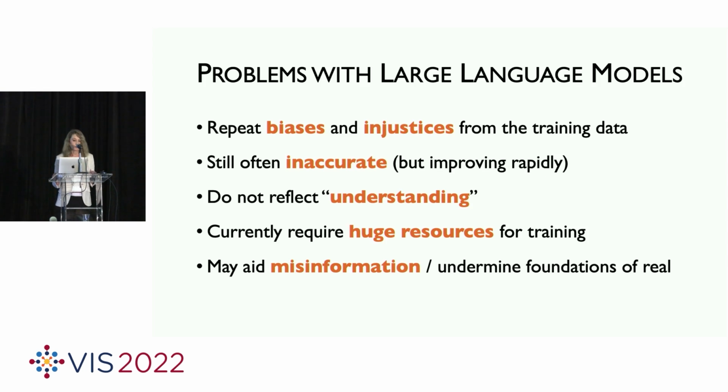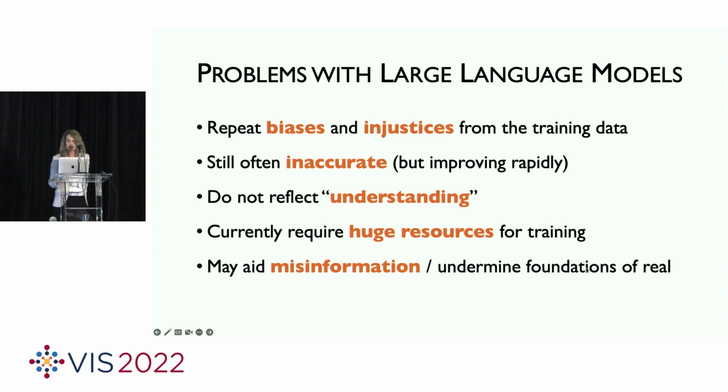So there are a lot of problems with large language models. They're well known, but I don't want to not talk about them. One of the most well-known problems is that they are trained on huge collections of found data. And so if care is not taken, they repeat the biases and injustices that are inherent in those data sets. There's a lot of really amazing work going on to try to mitigate that. They're also still inaccurate. They're far from perfect, but they're improving rapidly for many tasks.